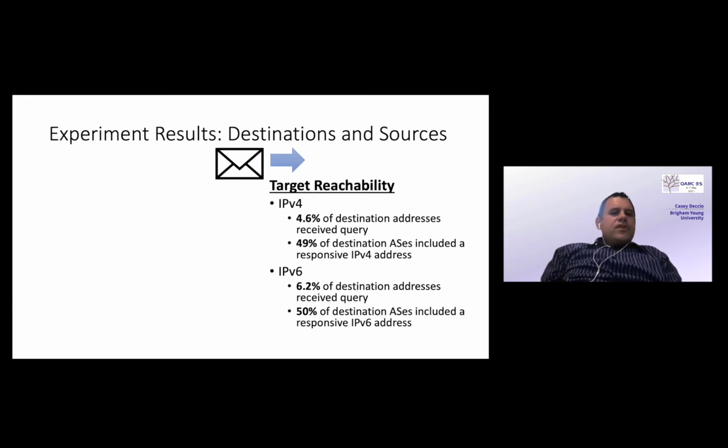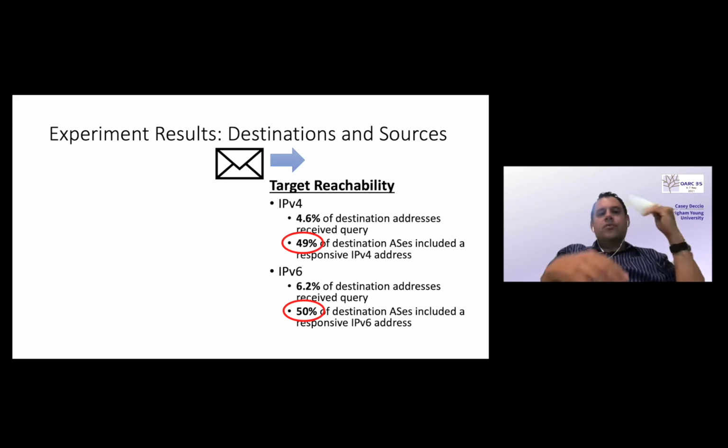First of all, in terms of reachability, we looked at 2 things, on both the IPv4 side and the IPv6 side: did our query even make it there? We measured this in terms of addresses and in terms of networks. We saw close to 5% of destination addresses received a query, but about half of destination autonomous systems included at least one responsive IPv4 address, which was really surprising. That was very high to us. On the IPv6 side, it was very similar, right at 50% of ASNs that included a responsive IPv6 address.